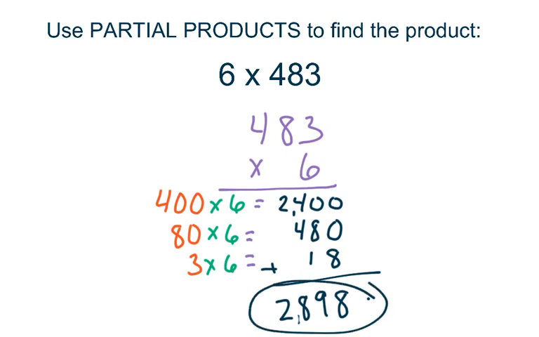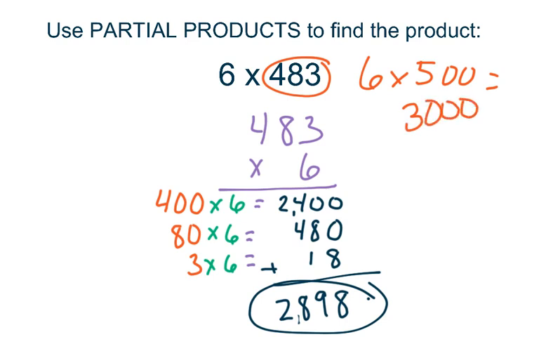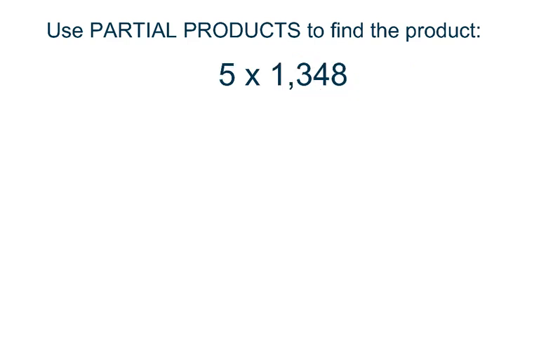If I were to round these, just to ensure that I'm doing this correctly and that I'm getting close to the right product, I would round 483 to 500. It's pretty close to 500. 6 times 500 would give me a product of 3,000, or an estimate of 3,000. 3,000 and 2,898 are pretty close. I want you to do one more problem like this. Go ahead and solve this problem using partial products.